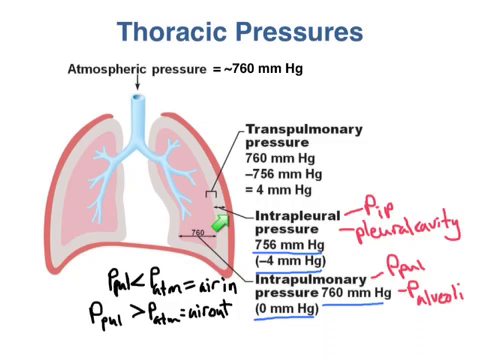The transpulmonary pressure is the difference between these two pressures. So the transpulmonary pressure is the intrapulmonary pressure minus the intrapleural pressure. It's important that there's a slight difference between the two because this transpulmonary pressure is what keeps the lungs from collapsing.